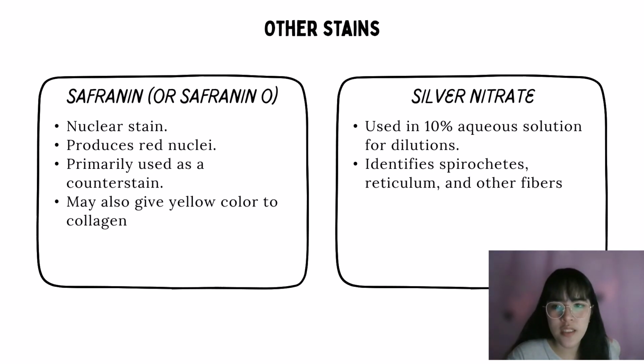Then we have safranin or safranin O. It is a nuclear stain. It produces red nuclei and is used primarily as a counterstain. Safranin may also be used to give a yellow color to collagen.